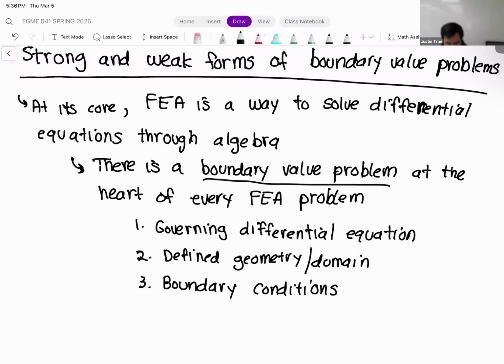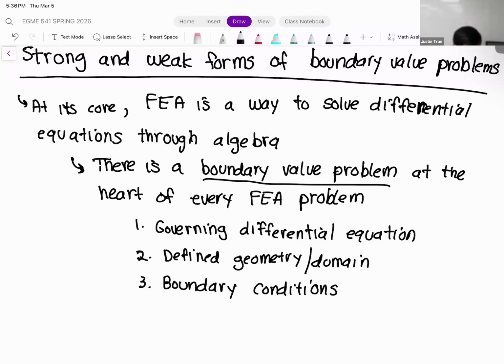Every FEA problem starts with a boundary value problem, and FEA basically provides us a way to solve it. At its core, FEA is a method for solving these kinds of problems. For the second half of class, we're going to go through how FEA solves a general boundary value problem: one which has a differential equation, an arbitrary domain, and boundary conditions. Because so far, we've only looked at very specific situations that have to do with springs and beams and trusses and frames.